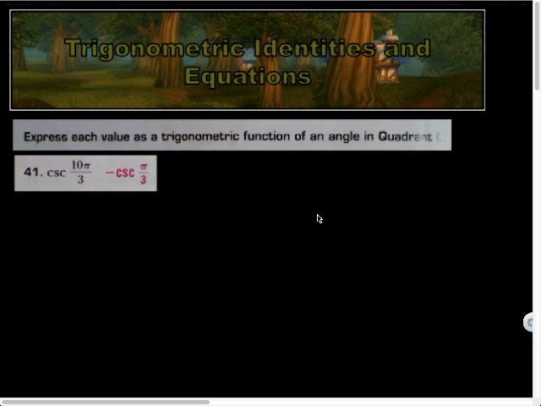We're taking a look at page 428, we'll call it. We were talking about basic trigonometric identities, and here's question 41. It says, express each value as a trigonometric function of an angle in quadrant 1. So the key idea there is we can think of these in terms of reference angles here. So here we are, 10 pi over 3.